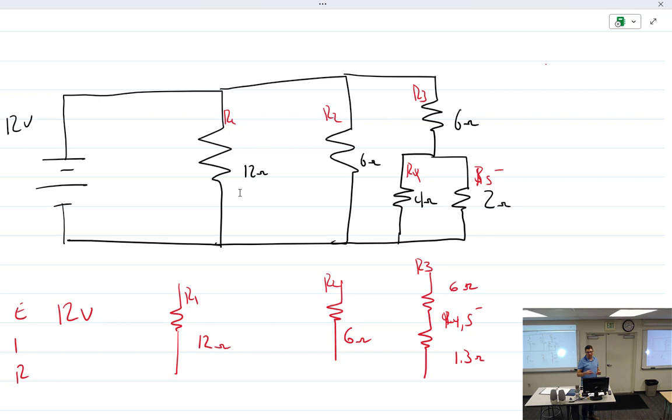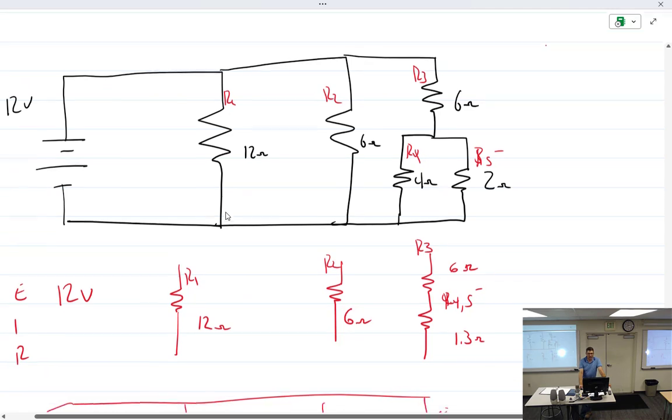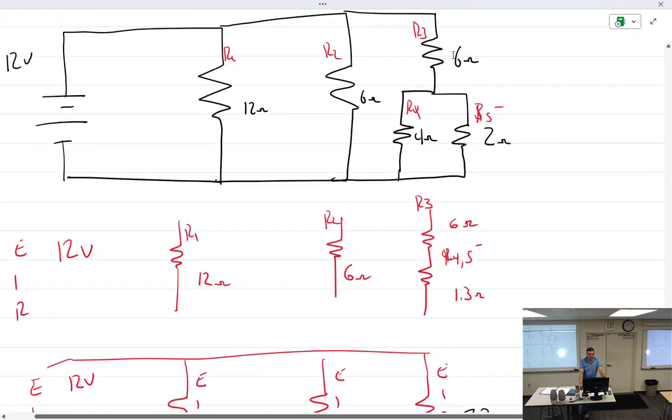We can't really put R3 into R4-5 because R3 is in series with R4-5, but we can sure as heck take R4-5 and move them into one, right? Make it an equivalent. So that's what we did here. Is everybody drawing the top one? Okay, now we're going to move down a little bit, and we're just going to redraw it.